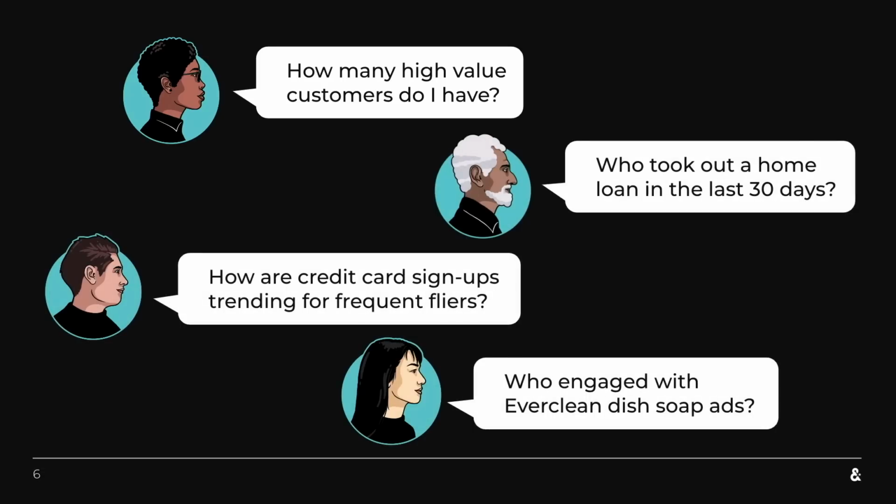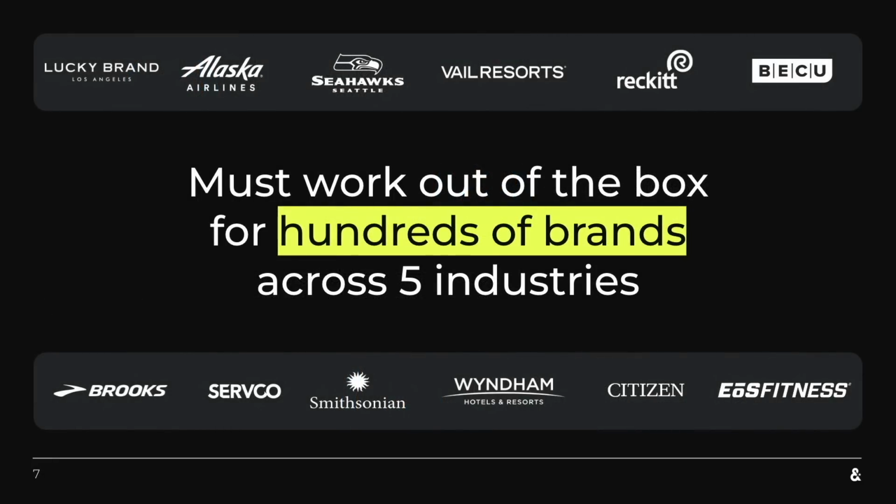However, when you take into account that AmpAI has to work for a financial institution who wants to understand who's signing up for home loans, when it needs to work for an airline who's trying to learn more about credit card sign-up trends, when it needs to work for a B2C brand that wants to learn about ad performance, this becomes a really challenging problem. All in all, AmpAI needs to work across hundreds of brands that Amperity serves and more than 5 verticals.